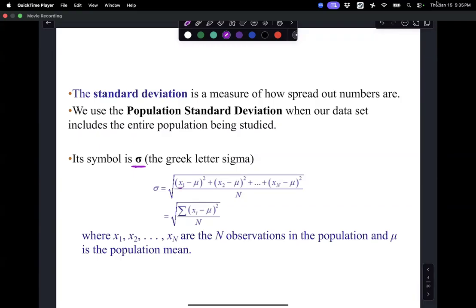You take each data value and subtract the mean from that data value, and then you square that difference. So you do it with the first data value, you do it with the second, you do it with each and every data value.